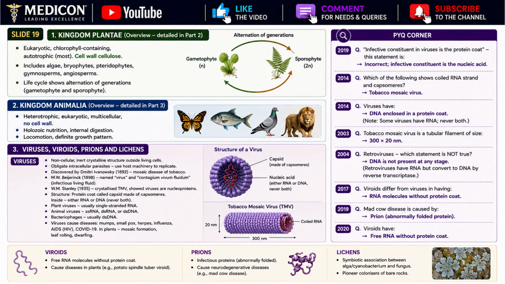The key points are viroids. Viroids are free RNA molecules without the protein coat and cause diseases in plants, like potato spindle tuber viroid. Prions are infectious proteins; abnormally folded proteins are called prions and cause neurodegenerative diseases, for example mad cow disease. So these examples with their features of viroids and prions are directly exam oriented. You can observe here the previous year questions, how the questions have been formulated in this topic, so that if you integrate these questions with the slide, you'll come to know what the expected future questions are.